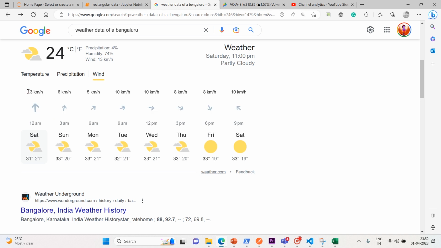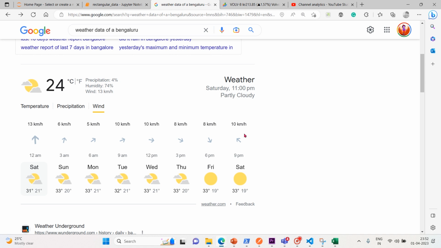So wind is pretty low compared to Chennai, because as it is a coastal area, it has very high wind, and you can see the wind direction also. So this is another type of time series data.